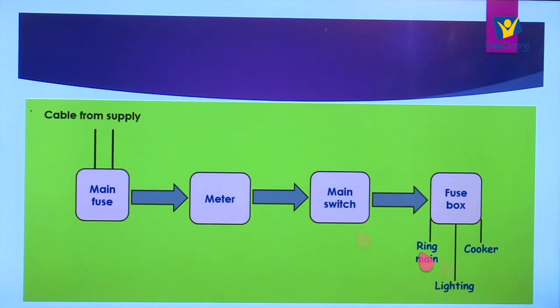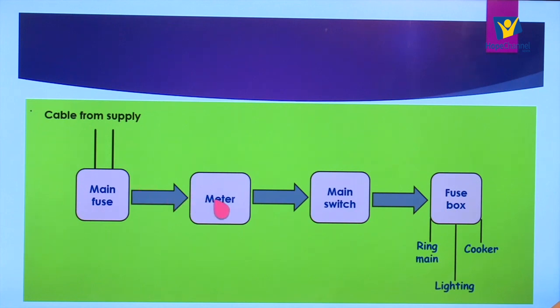So we can have this flow chart to summarize everything that we have mentioned. From the overhead cables, from the supply, we draw the power in terms of two cables: the live and the neutral. They get first through the main fuse, and the main fuse, we have said, is to cut off the supply if there is a problem in the house. If maybe the power increases beyond what is required, it cuts off the supply.